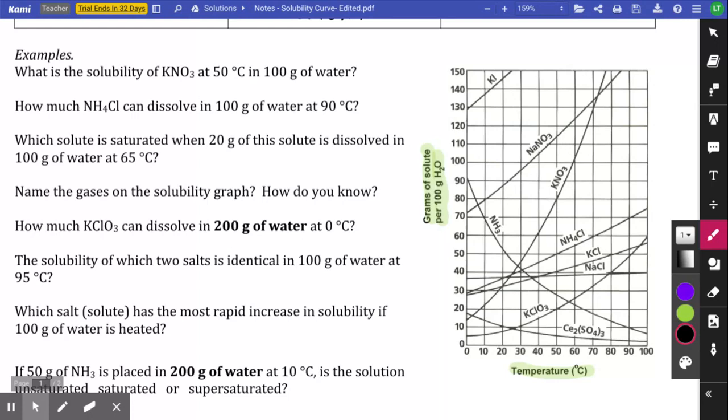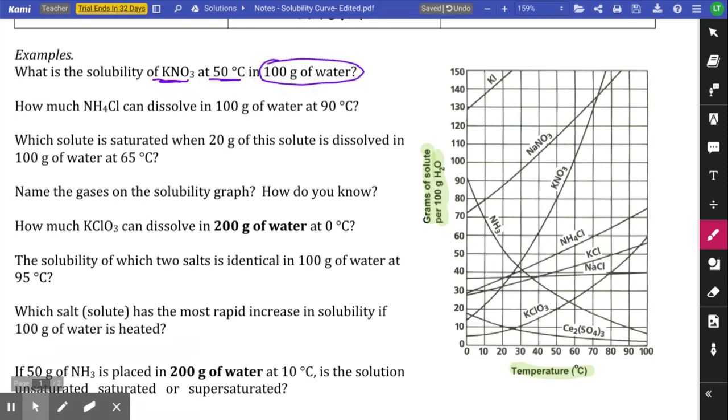So what we're going to do right now is talk about how to read this graph. All right, so our first question wants us to, and I'm going to do them in different colors because I'm going to make dots on the graph, so hopefully it'll make it easier for you guys to see. Our first question wants to know, what is the solubility of KNO3 at 50 degrees Celsius in 100 grams of water? For the most part, we can ignore that 100 grams of water as long as it matches what I have on the y-axis of my graph.